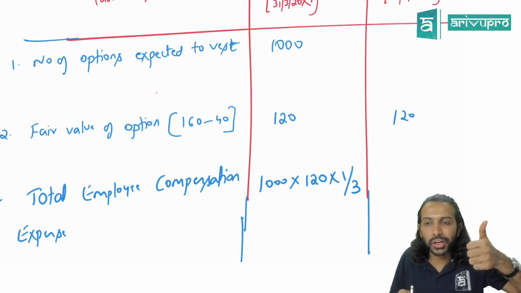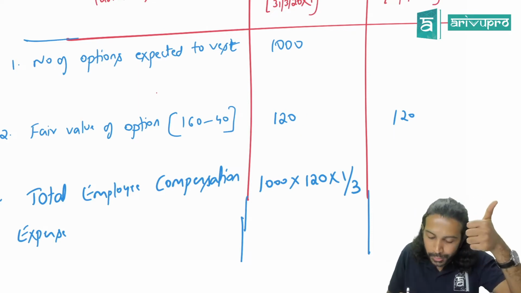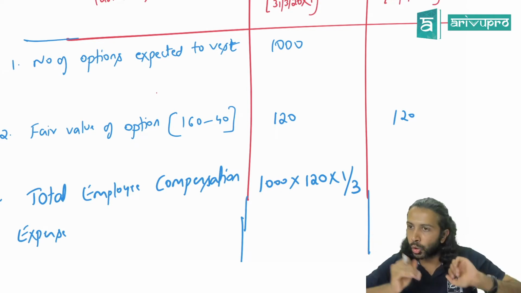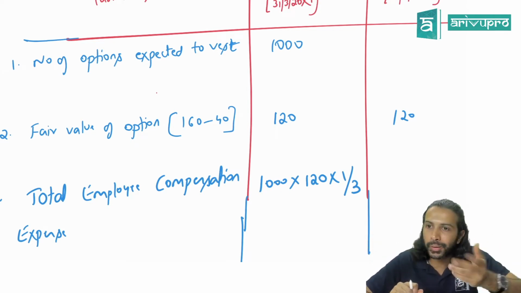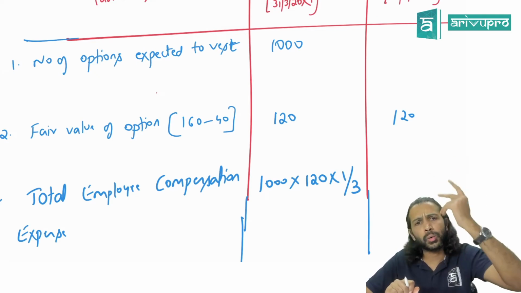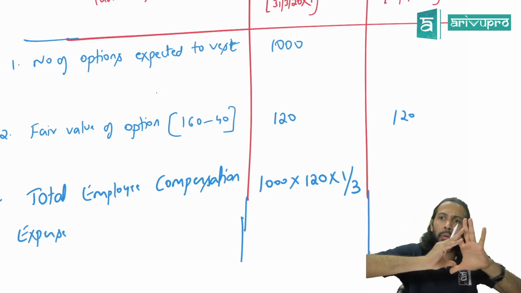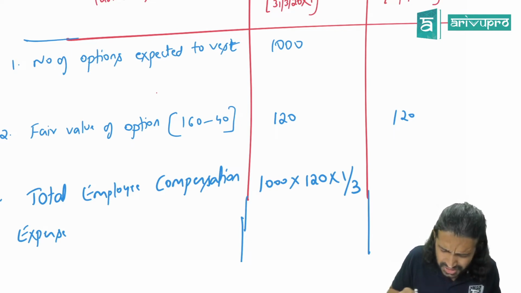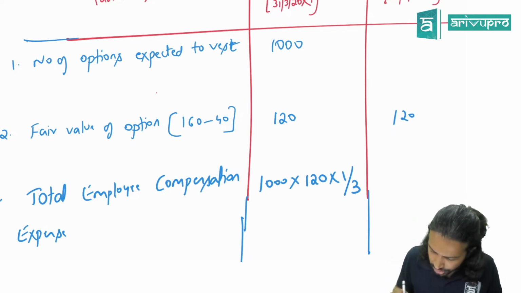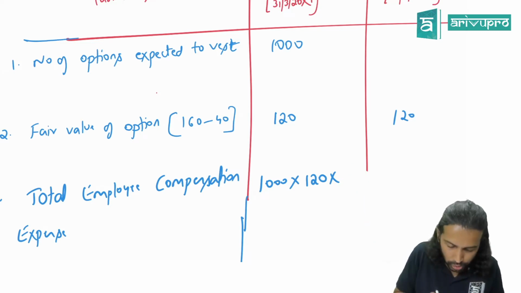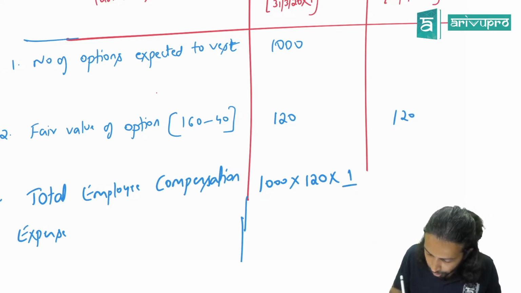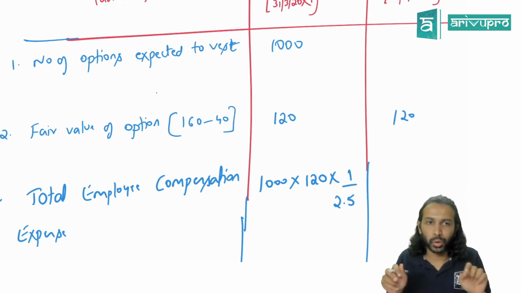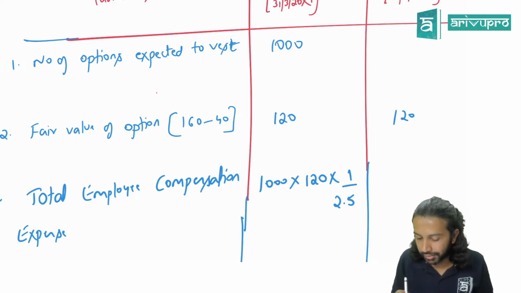Now, on one share, how much is the loss? 120. How many shares are there? 1,000. So 1,000 into 120 is the total loss, 1,20,000. Will the entire 1,20,000 be booked in year 1 P&L, or will it be amortized? Amortized. Over how many years? 3 years, or rather, how much was the vesting period here? Oh, sorry. This should not be 1 divided by 3. You should amortize the expenditure over the vesting period. How much is the vesting period? 2.5 years. That means 1 divided by 2.5.